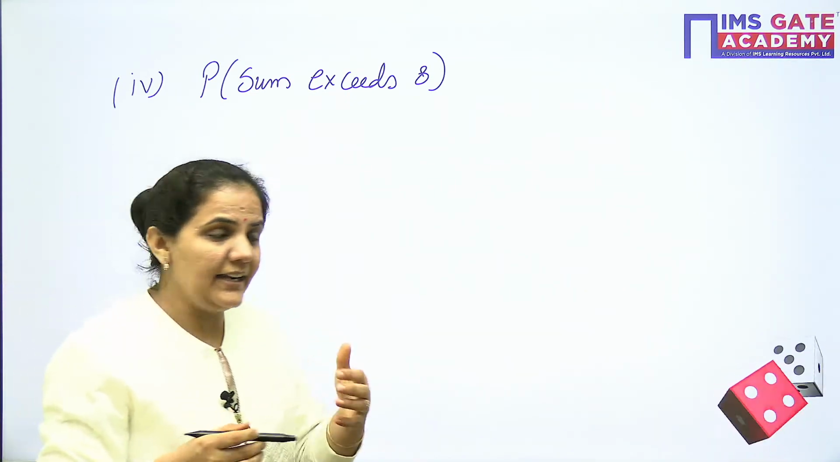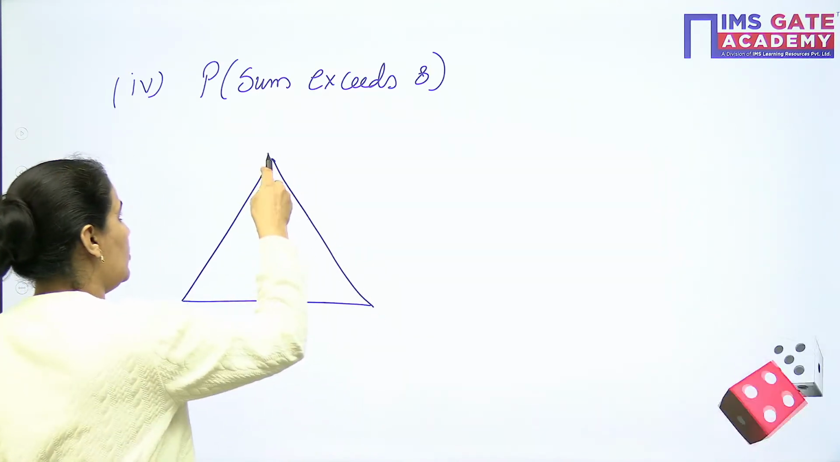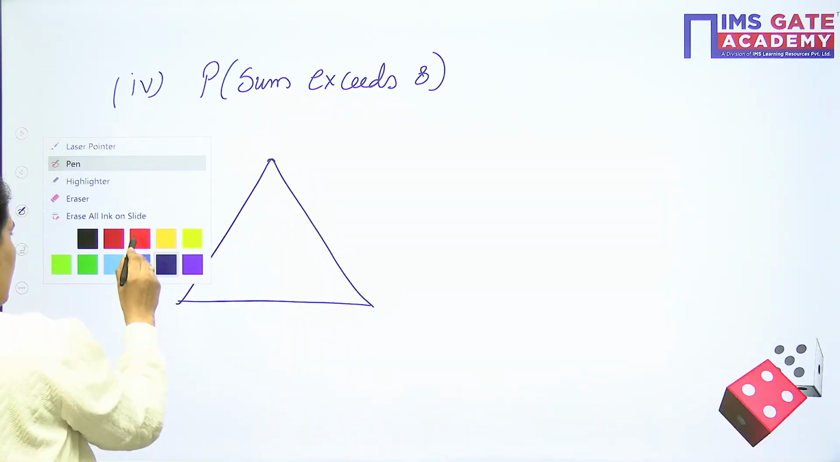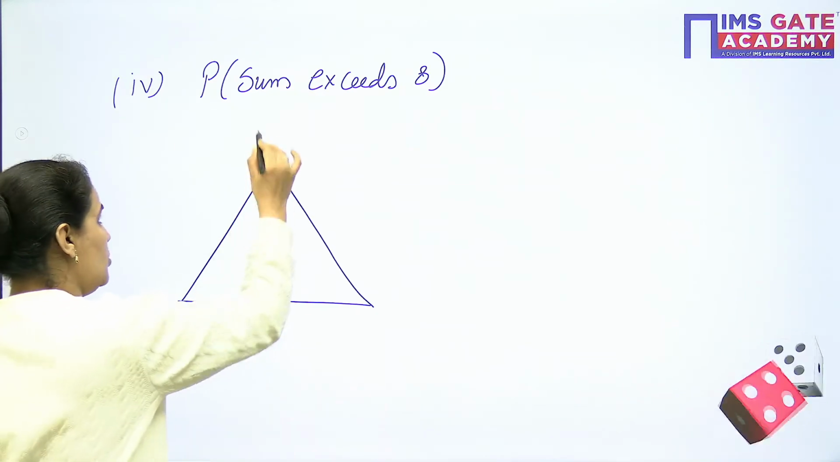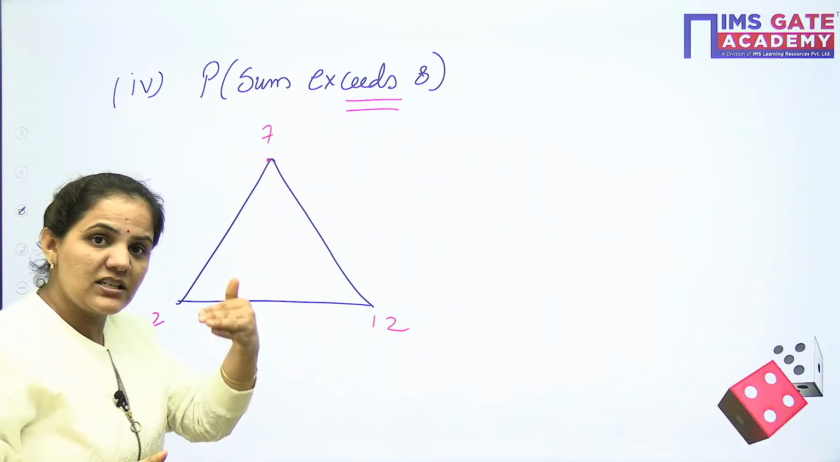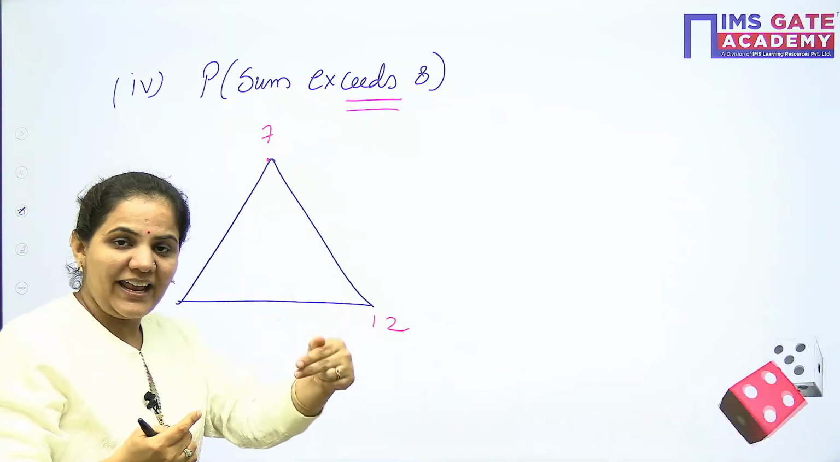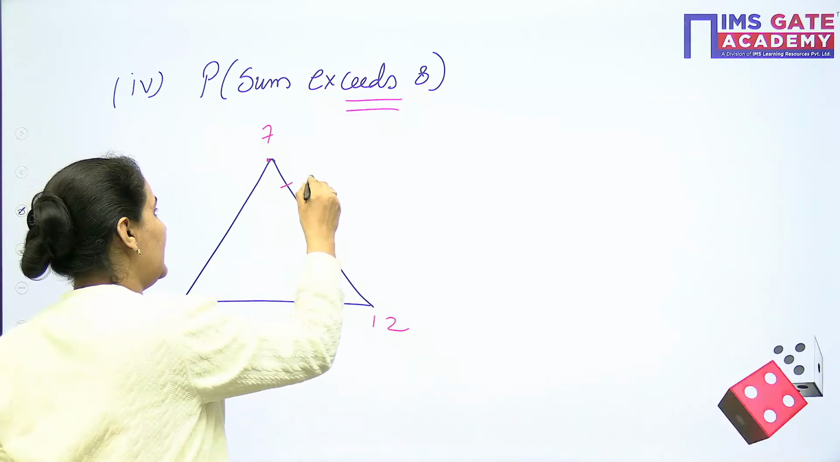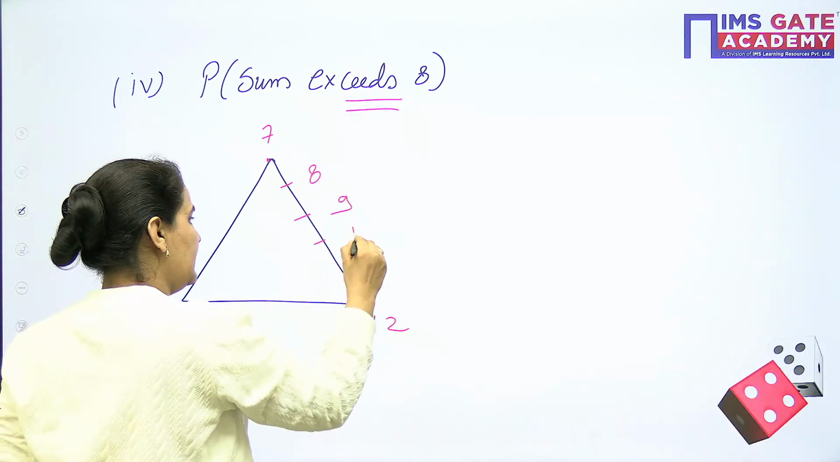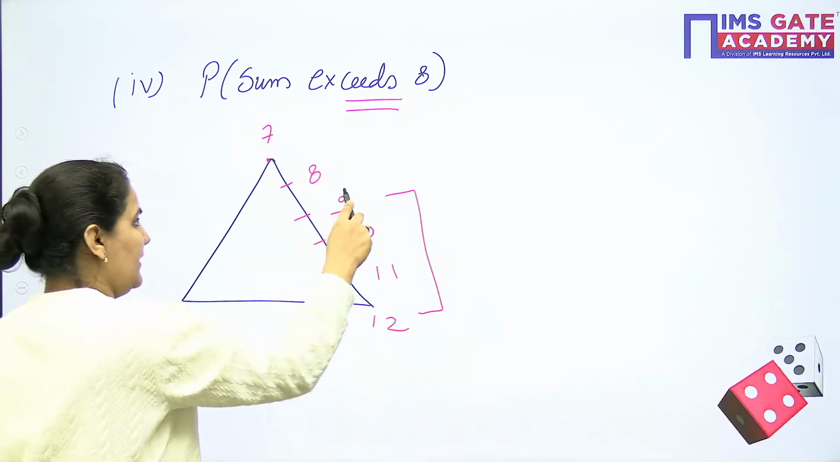Sum exceeds 8 means I need to frame this, and when I go for this one, here I have the sums 2, 7 and 12. It's talking about exceeds 8. Sum should be more than 8. So it is 9, 10, 11 and 12. So I can write down 8, 9, 10, 11 and 12. So it's talking about 9, 10, 11 and 12 only.